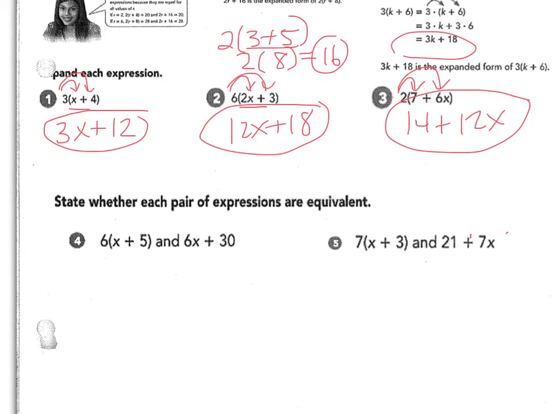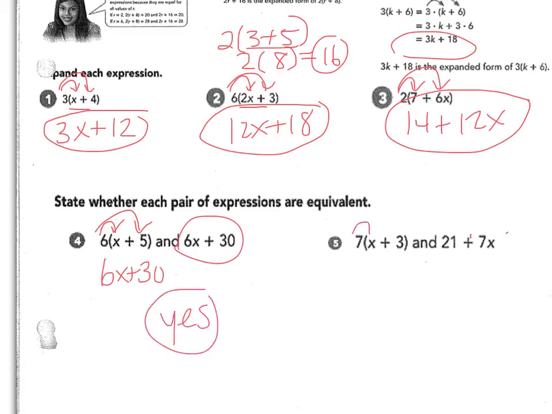Now it's saying state whether these are equal. Well, same thing. 6 times x is 6x. 6 times 5 is 30. That is equal to 6x plus 30. So your answer is yes. Down here, 7 times x is 7x. 7 times 3 is 21. And using the commutative property, 7x plus 21 is equal to 21 plus 7x. They're just in a different order.